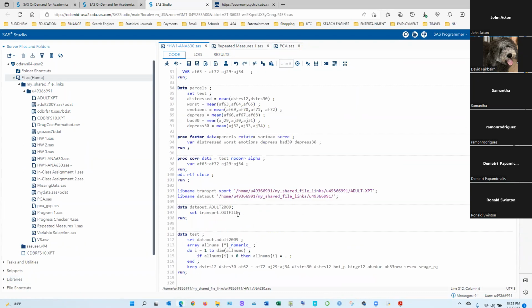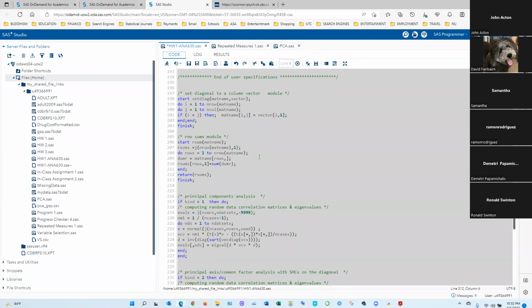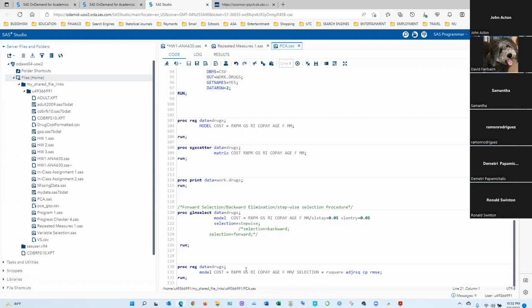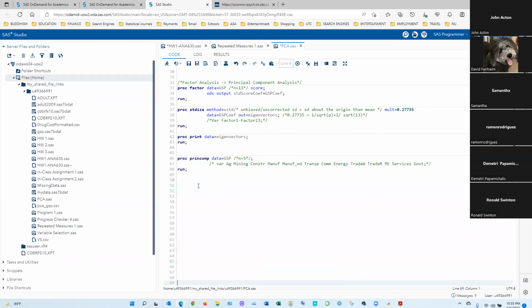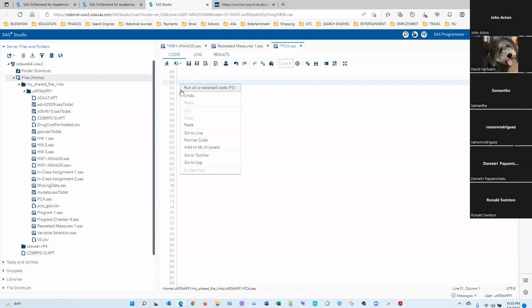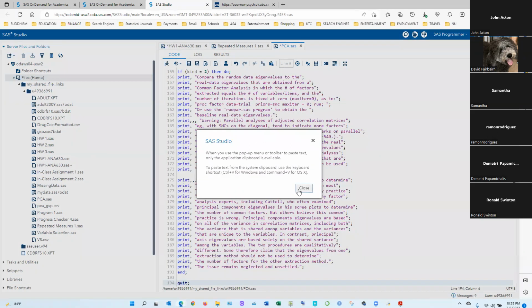Oh, no, not for this one. I'm sorry, this one, I'm going to copy this one and paste over here under the PCA. Okay. One second. Related to this example, not the homework example.